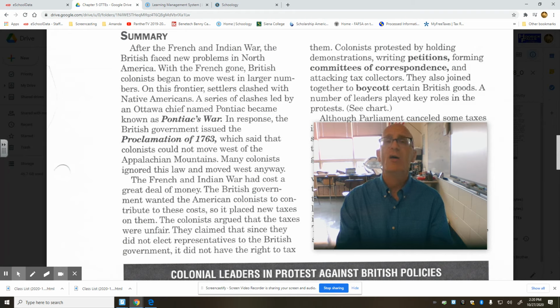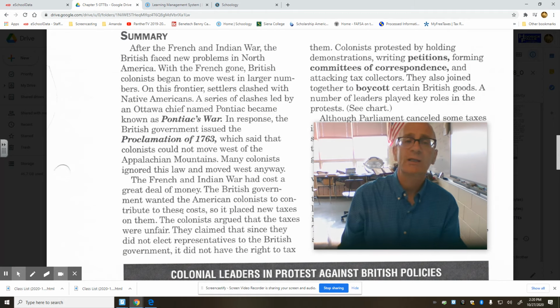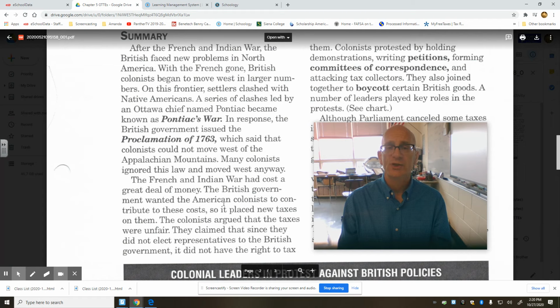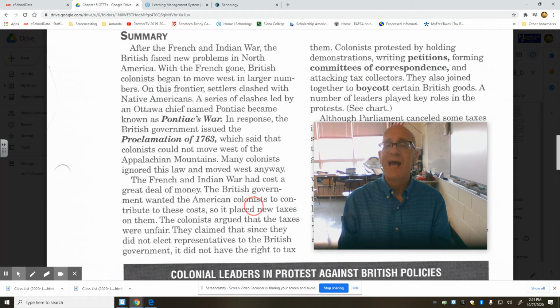The British government wanted the American colonists to contribute to the cost of the war that was just fought. The French and Indian War was fought by Britain largely to defend the colonists from these Native American and French attacks. And the British government wants the colonists to pay up. The British government wants the American colonists to pay for the costs of the war. So in order to do this, the British government is going to place new taxes on the colonies. New taxes, and when I say new taxes, I mean taxes that were not in effect before the war.